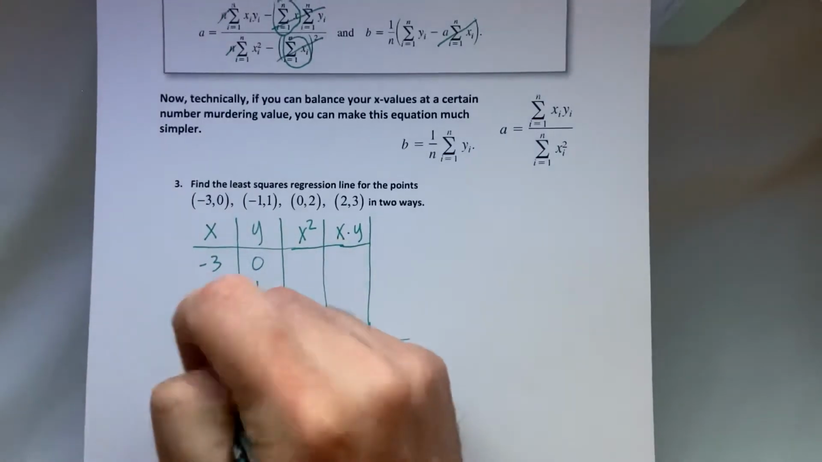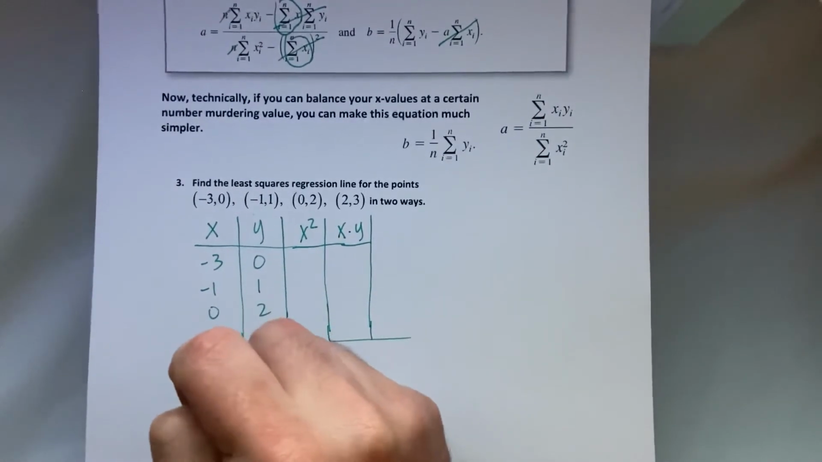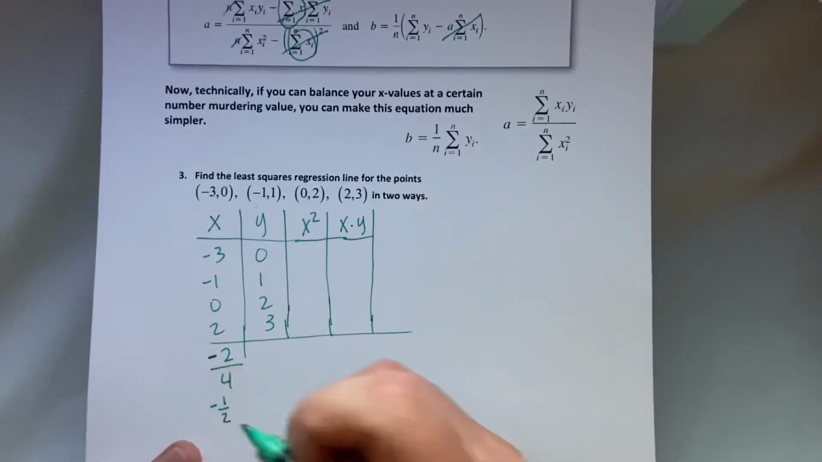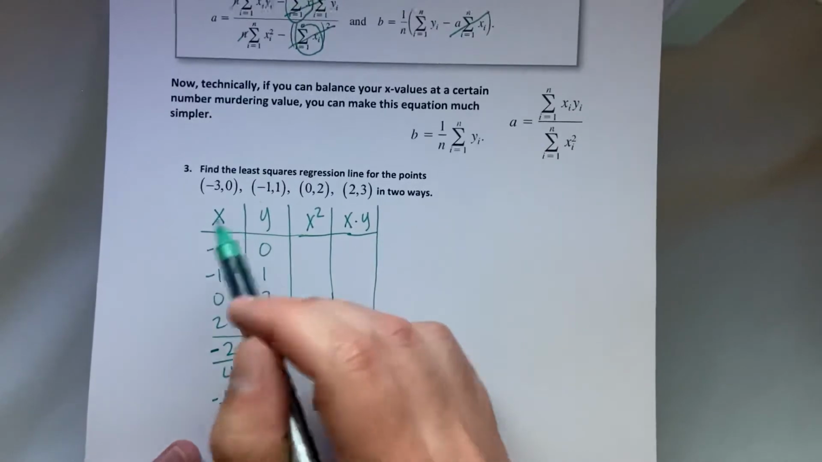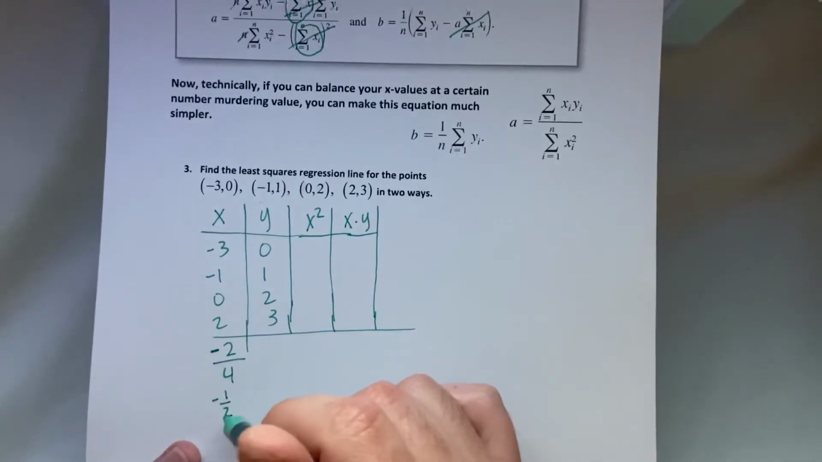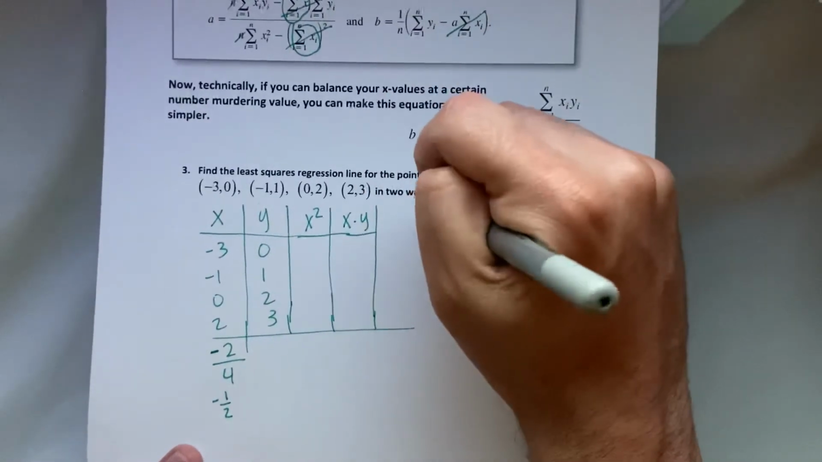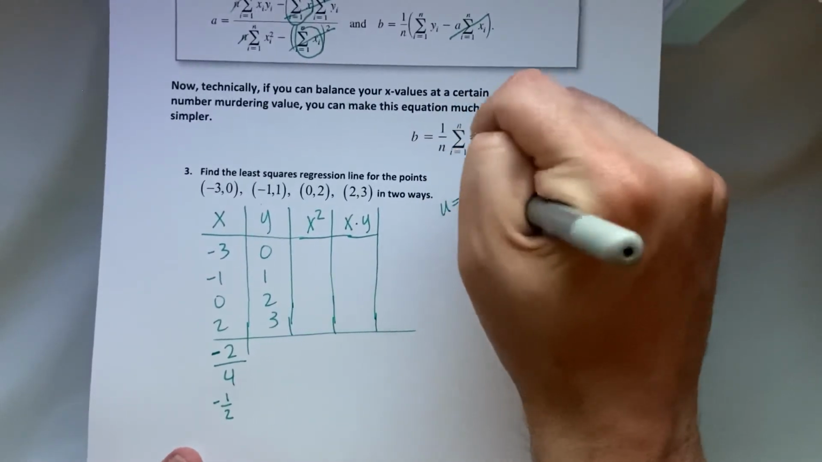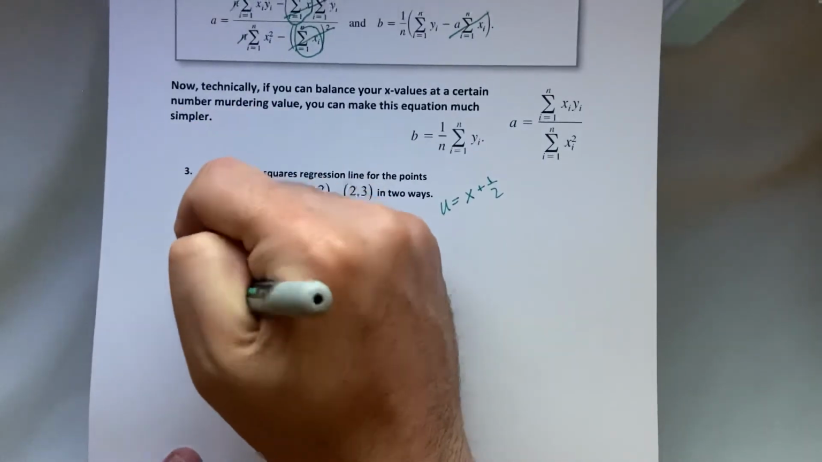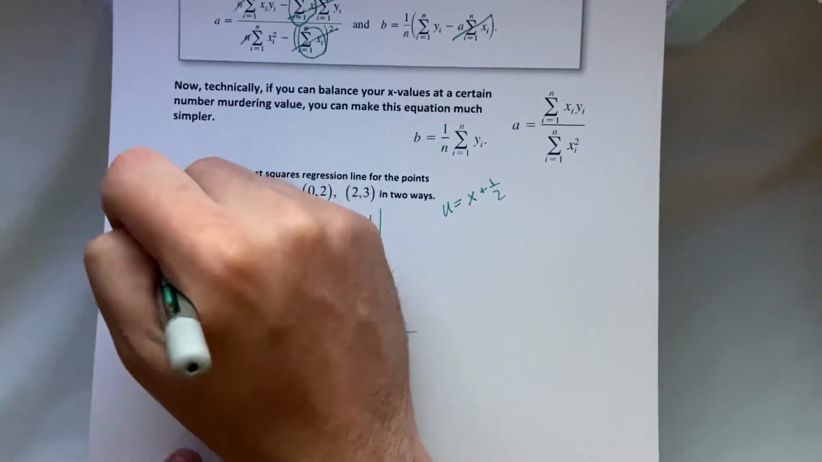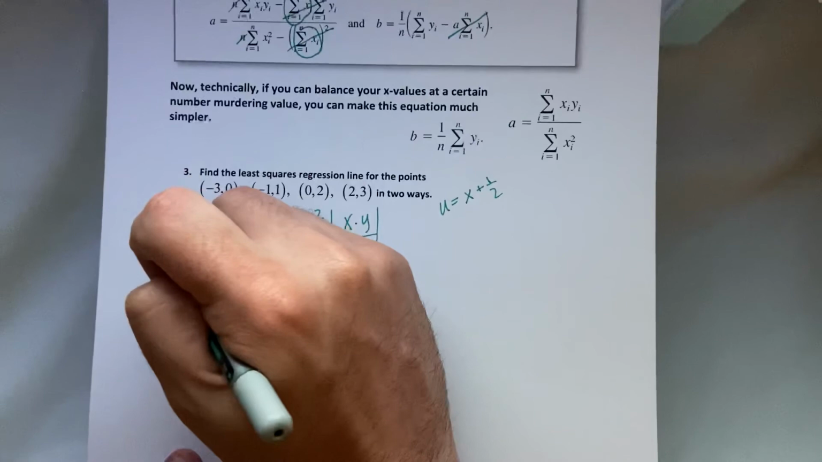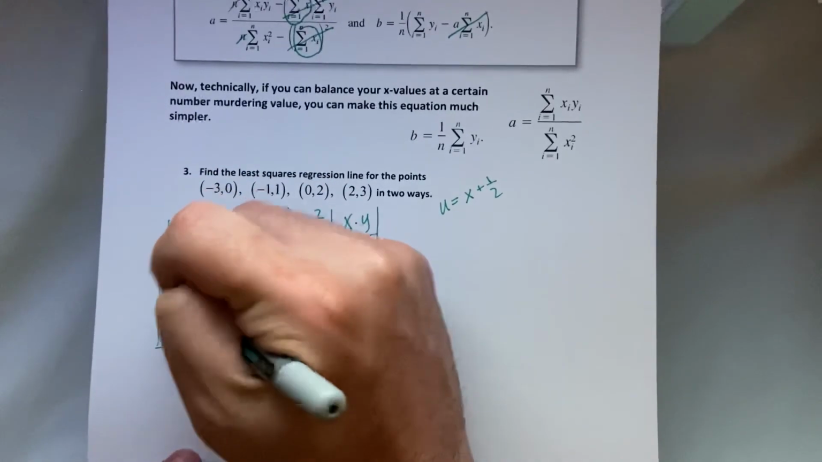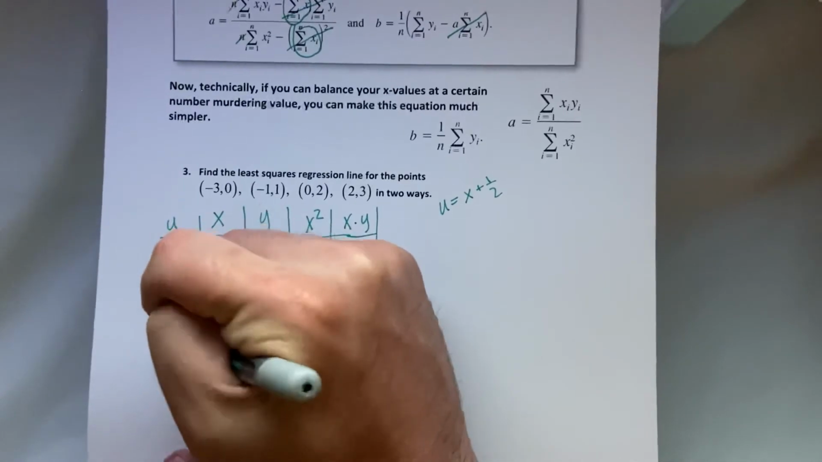What is the sum of all my x values right now? -2. What's the average of them? -2 divided by 4, that's -1/2. So in order to get all of my x values to sum to 0, I need to move them all +1/2. So for a second here, let u equal x plus 1/2, just for the sake of argument. So let's see, what is u? That would be -3 plus 1/2, so -2.5, -0.5, 0.5, and 2.5.